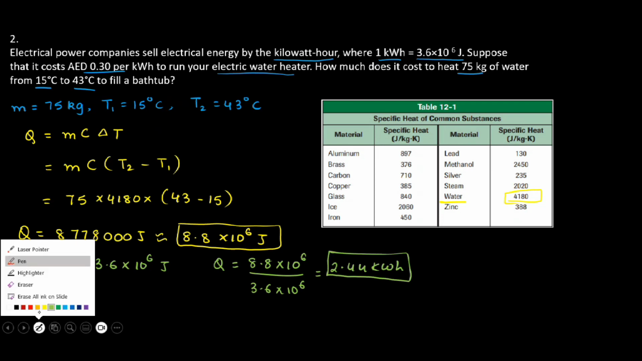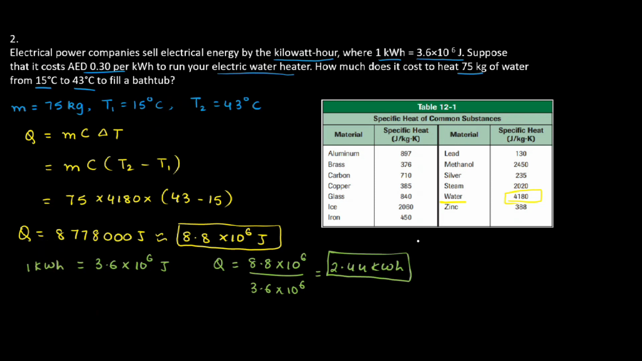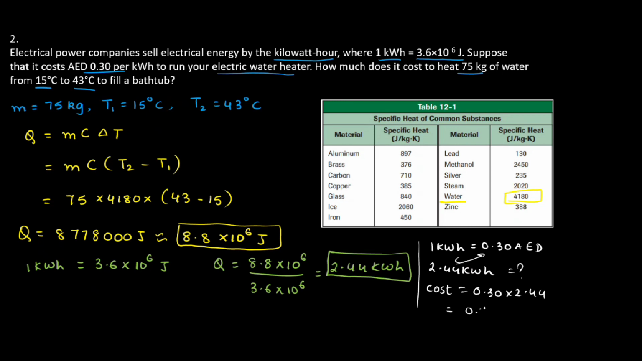Now the question says that 1 kilowatt hour is costing me 0.30 AED. So how much will 2.44 kilowatt hour cost me? You just need to multiply these two numbers together to find the total price. So 2.44 kilowatt hour will cost me 0.30 times 2.44. That will come out to be 0.732 AED.